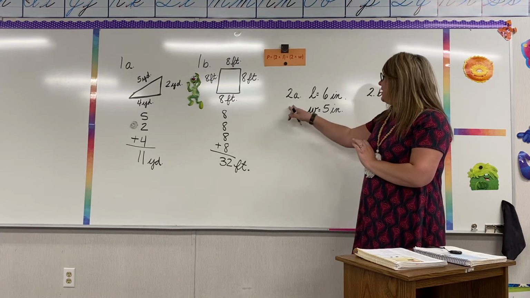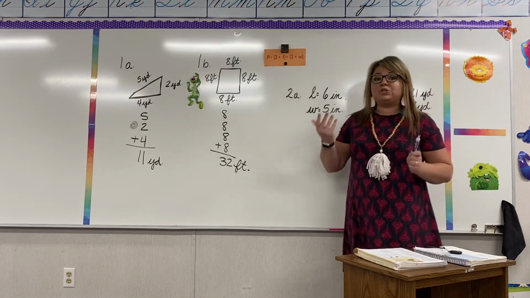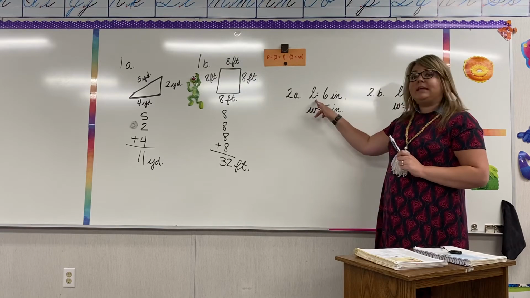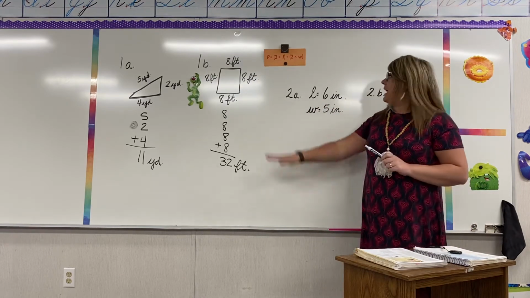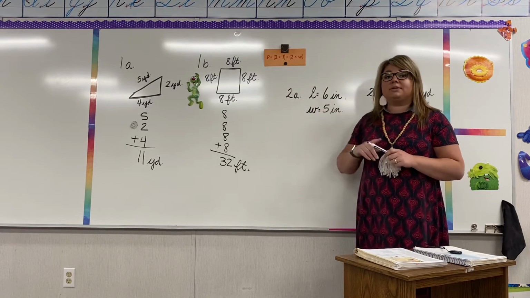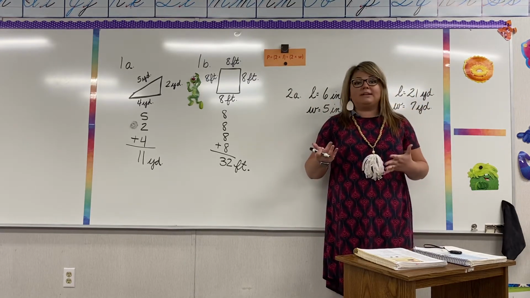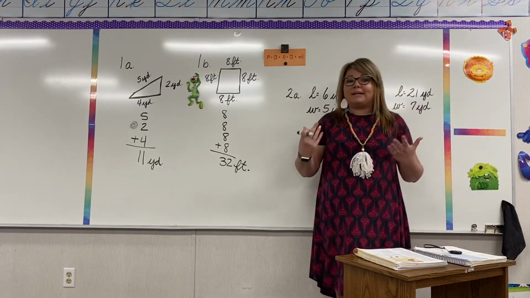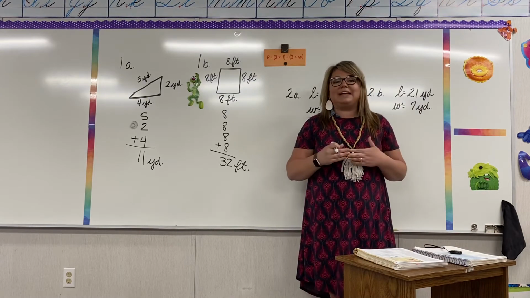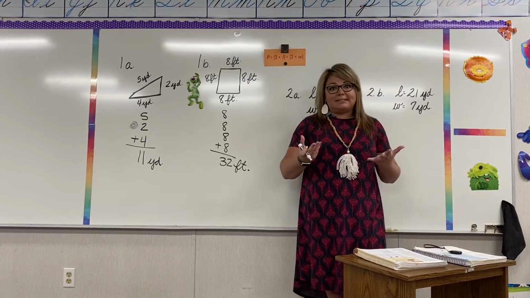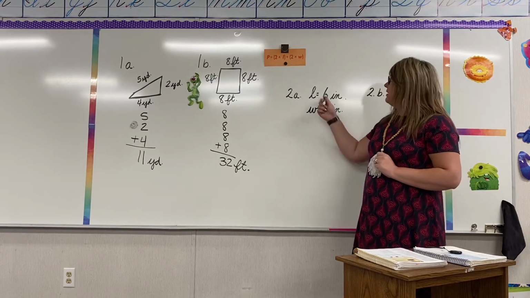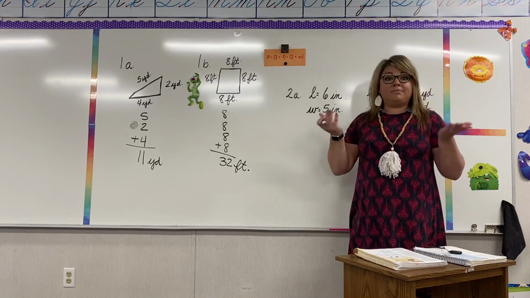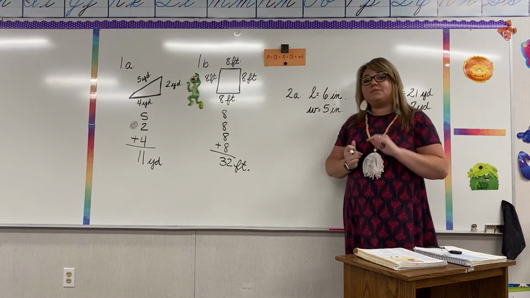And so right here in number 2A, sometimes you will just be given the length and the width. And so what you have to do is use a formula to be able to find the perimeter. You guys know that when you're cooking, you use recipes to cook with. And so this is kind of like a recipe for the perimeter. All you have to do is just plug the numbers into the formula and you get the answer. So this is the way I want you to do it.